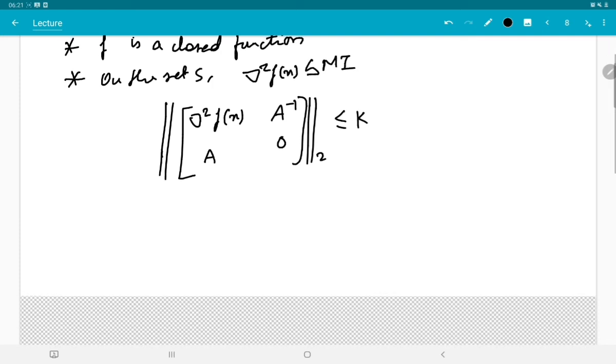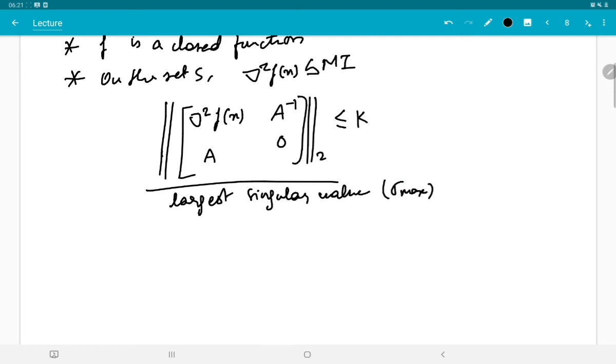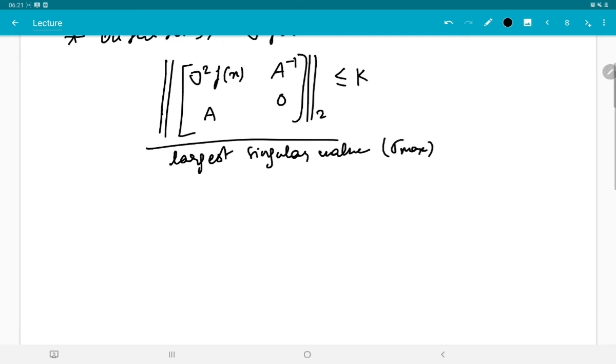The second norm of the matrix equals the largest singular value, sigma max, and that is upper bounded by k. And the third assumption is the Lipschitz condition. So there we have a Lipschitz condition over the objective function.